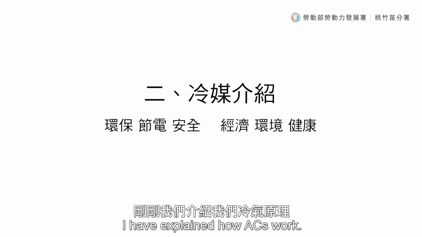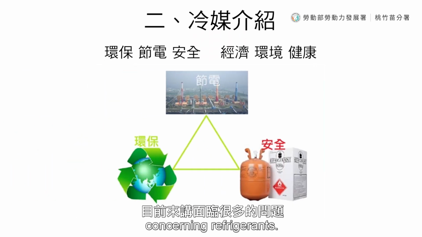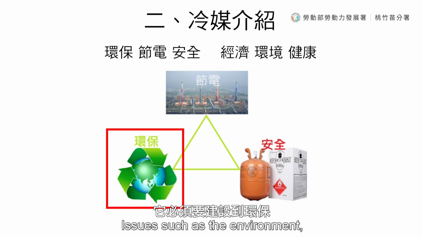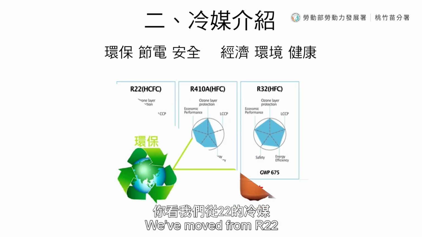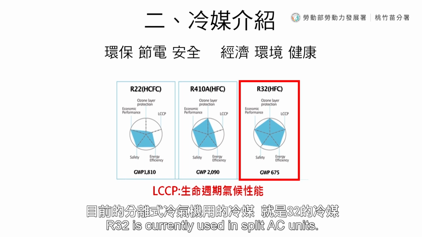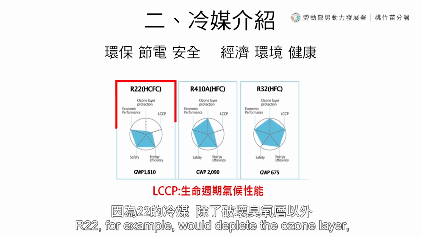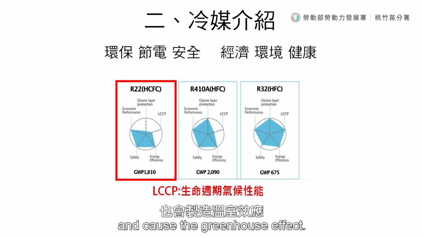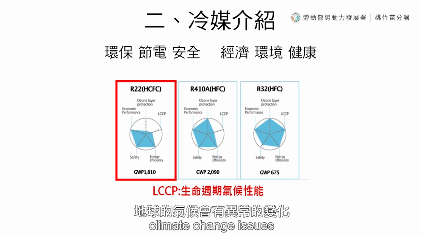I have explained how ACs work. Next, I will talk about refrigerants. Refrigeration and air conditioning are faced with many issues concerning refrigerants. Issues such as the environment, power efficiency, and safety. We've moved from R22 to R410A to R32. R32 is currently used in split AC units. The use of refrigerants has evolved. R22, for example, would deplete the ozone layer and cause the greenhouse effect. It contributed to climate change issues.